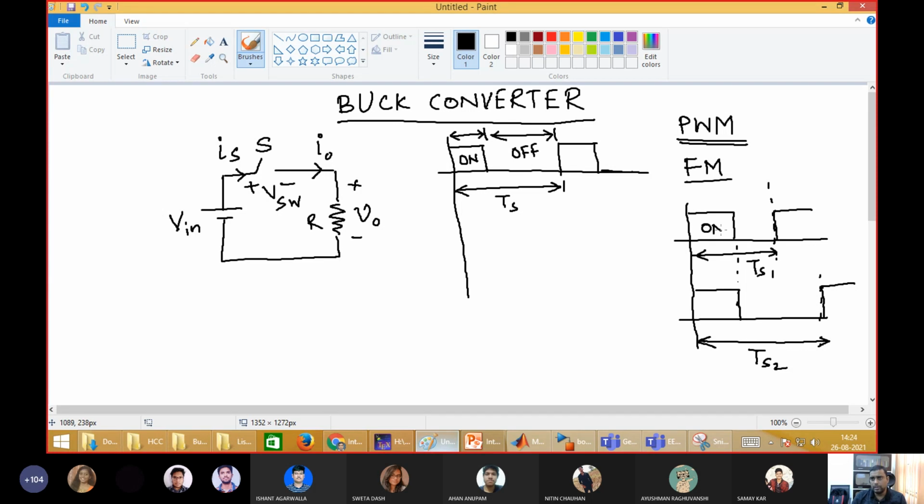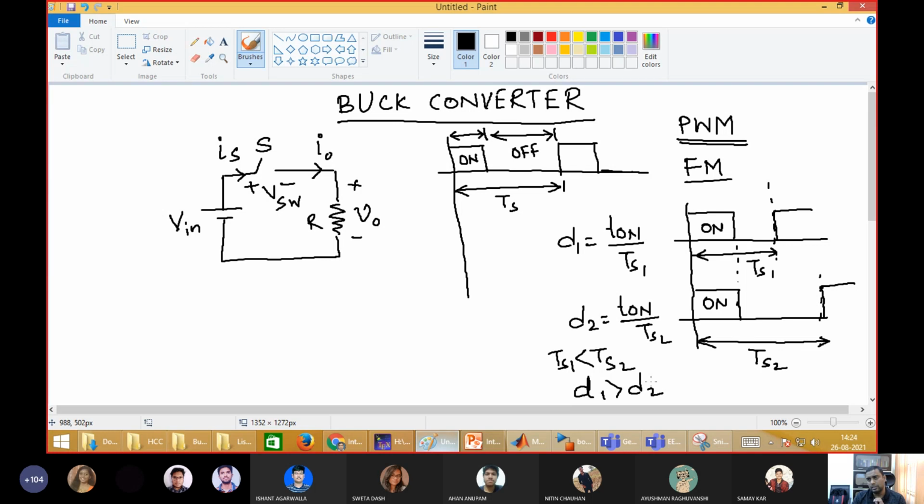So this is the on period, this is the on period. So what is the duty ratio here? D1 is T on by TS1. Here the duty ratio is T on by TS2. Since TS1 is less than TS2, in this case, D1 is more than D2. Okay, so this is frequency modulation. Any question on frequency modulation, PWM, pulse width modulation?